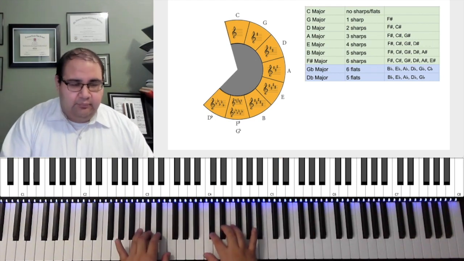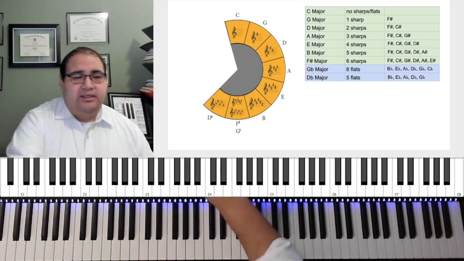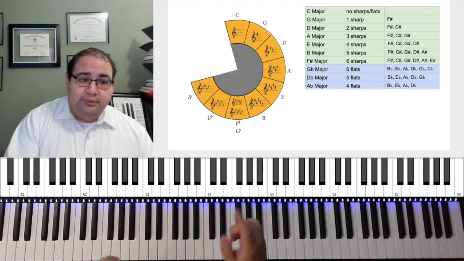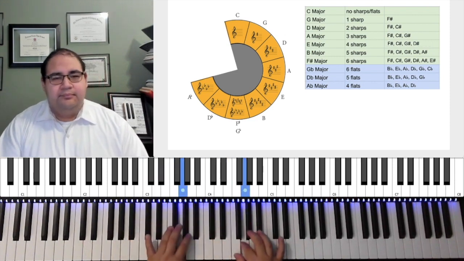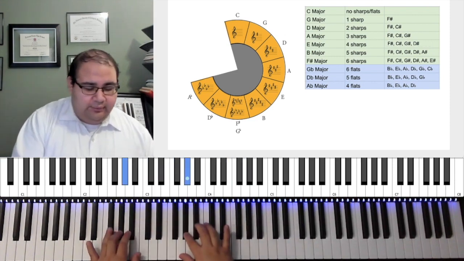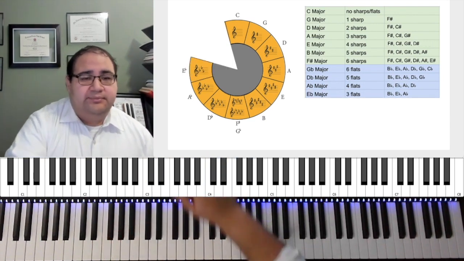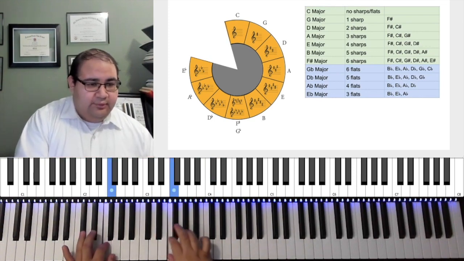Now find the fifth. 1, 2, 3, 4, 5. A flat major is going to be the next key signature. Repeat the process. Build the A flat major scale. Find the fifth. 1, 2, 3, 4, 5. E flat major is going to be the next one. Repeat the process. Build the E flat major scale.